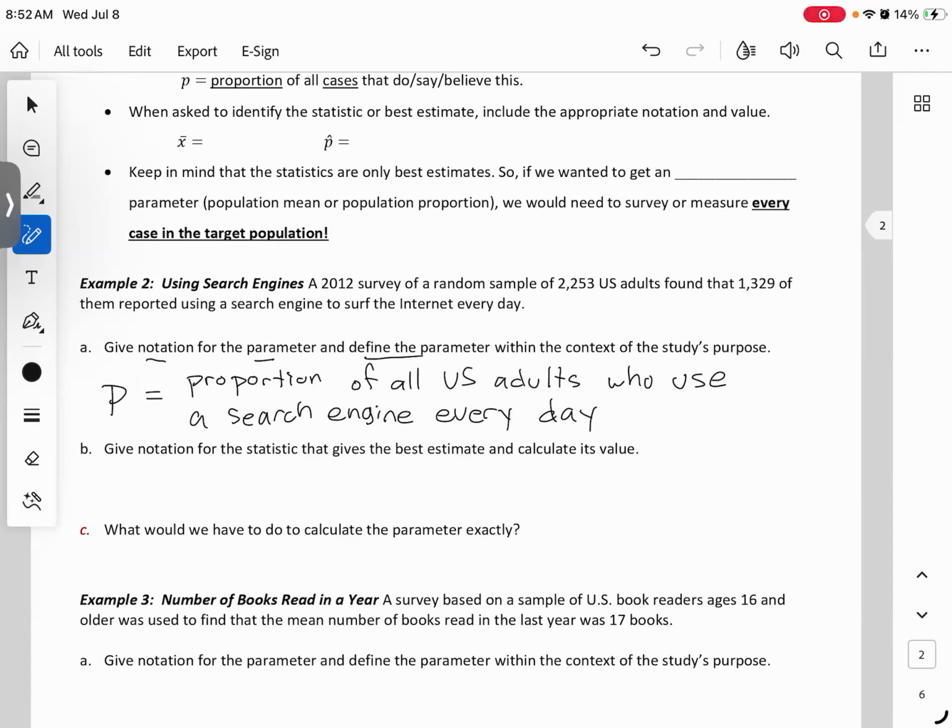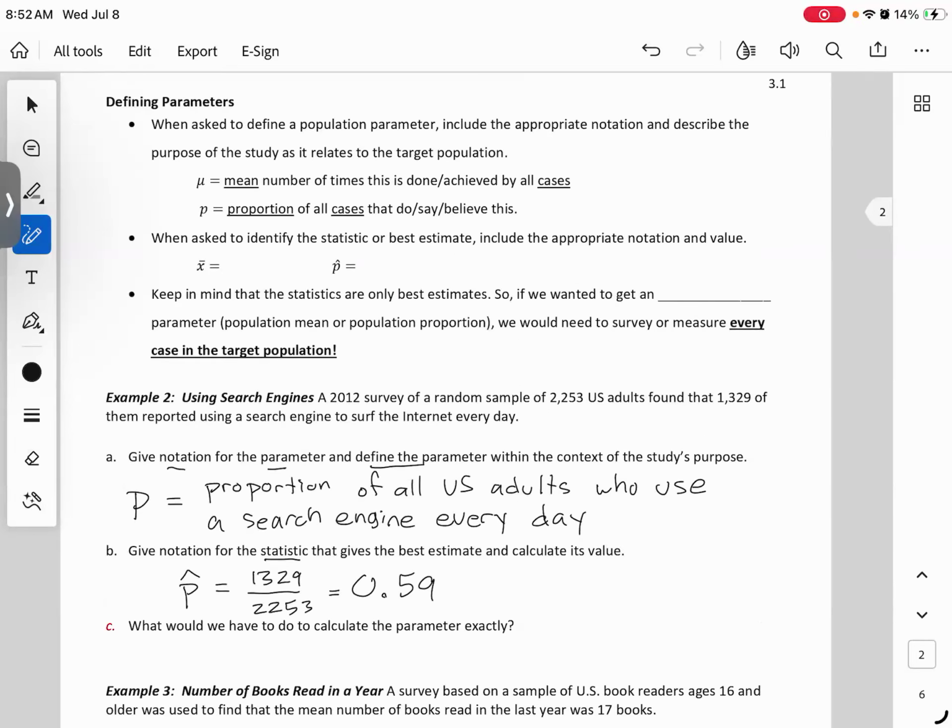B says give notation for the statistic. Remember, statistic means the sample. What did they find out from the sample? And so you would put p-hat, because statistics, samples, sample proportion, we use p-hat. And then you would do your fraction. 1,329 out of 2,253 people said that yes, they're on the internet a lot. Then you would divide that to get your 0.59.